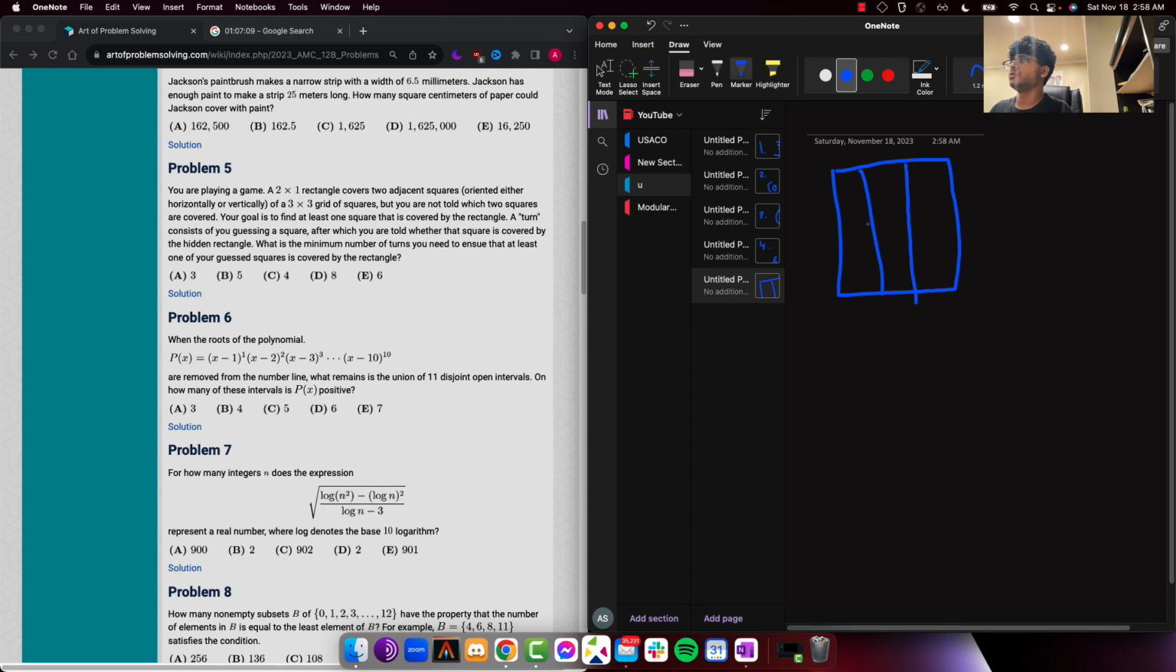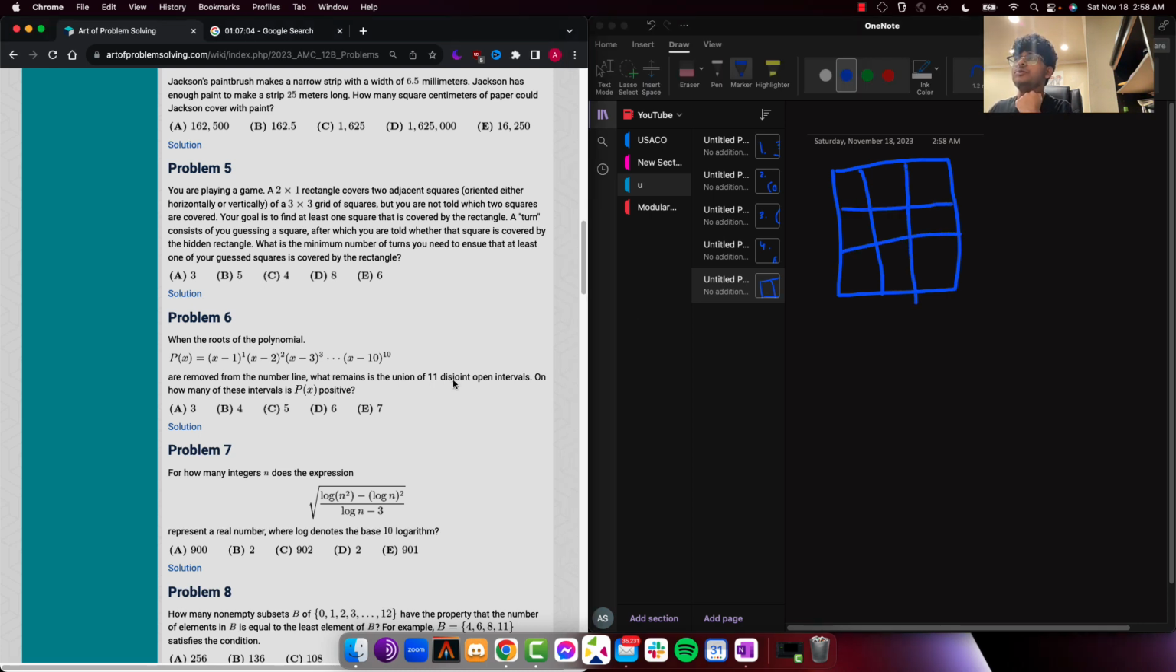You have some grid here, and you have a 2x1 rectangle that covers 2 adjacent squares, but you aren't told, so it's horizontal or vertical, but you aren't told which 2 squares are covered. Your goal is to find at least 1 square that is covered by the rectangle. A turn consists of you guessing a square after which you are told whether that square is covered by the hidden rectangle. What is the minimum number of turns you need to ensure?